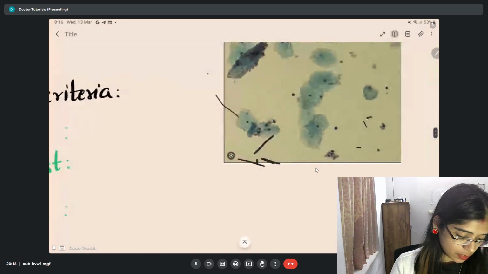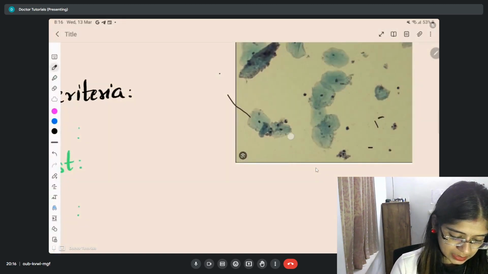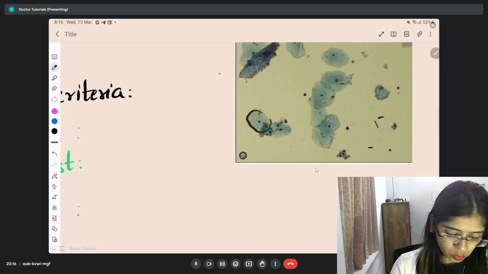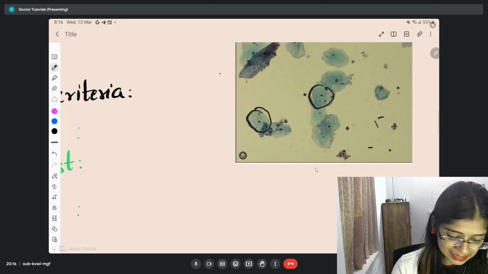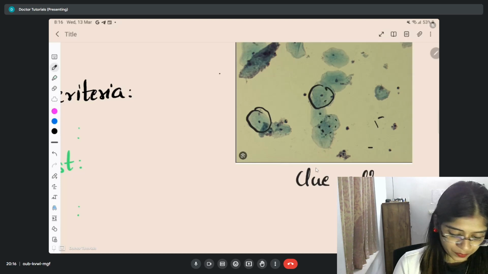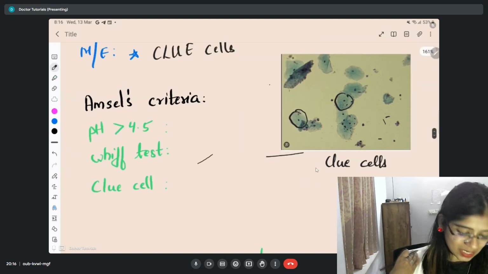So guys, can you see here? Yeah, it's a little slow. See here, guys, these all are clue cells. If you observe carefully, you can see small bacilli sitting on it. So this is a clue cell. These are clue cells. Okay, fine.